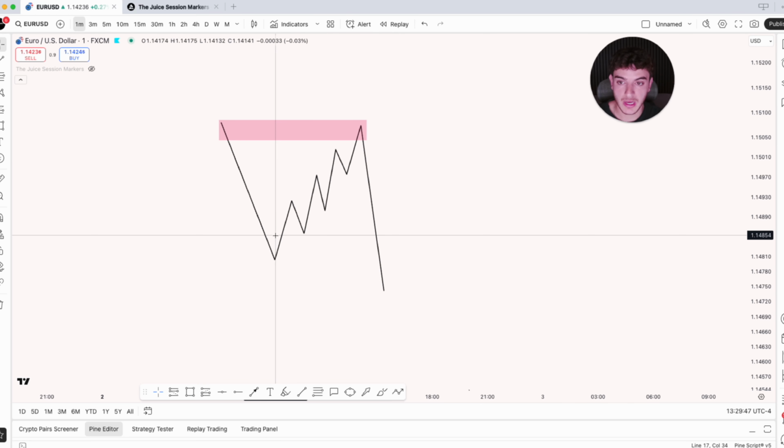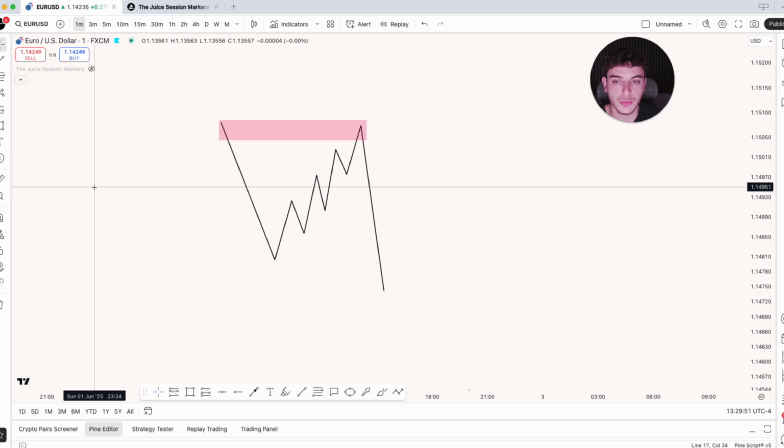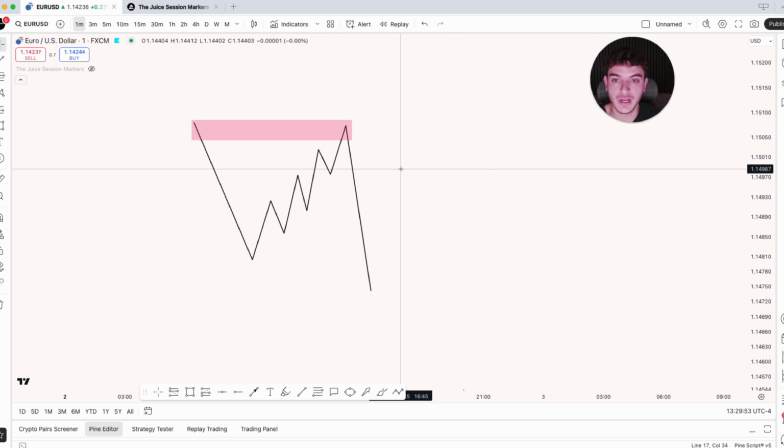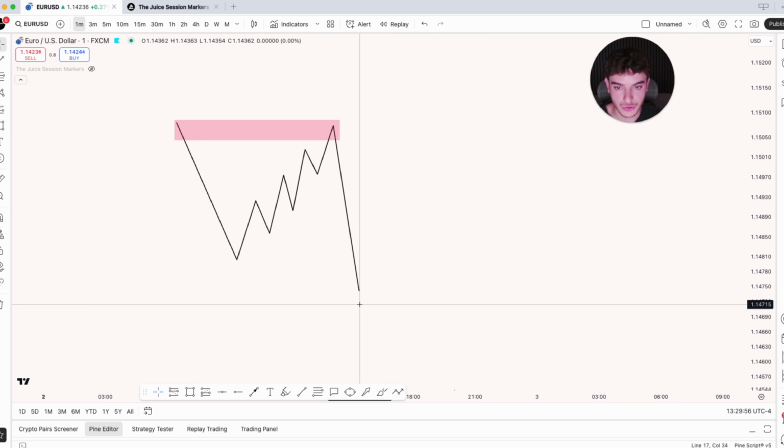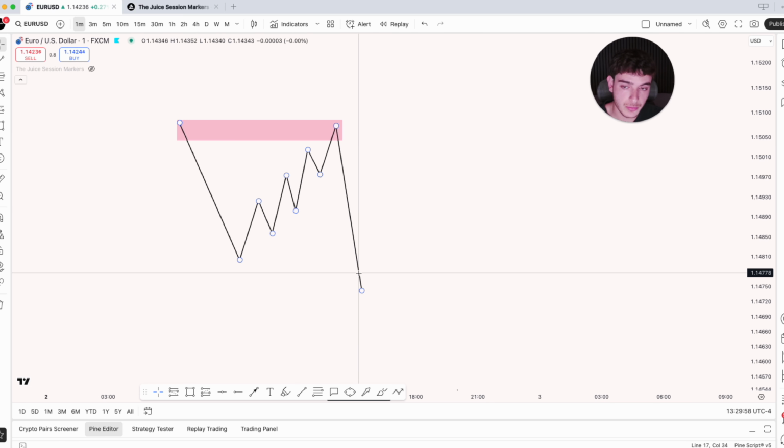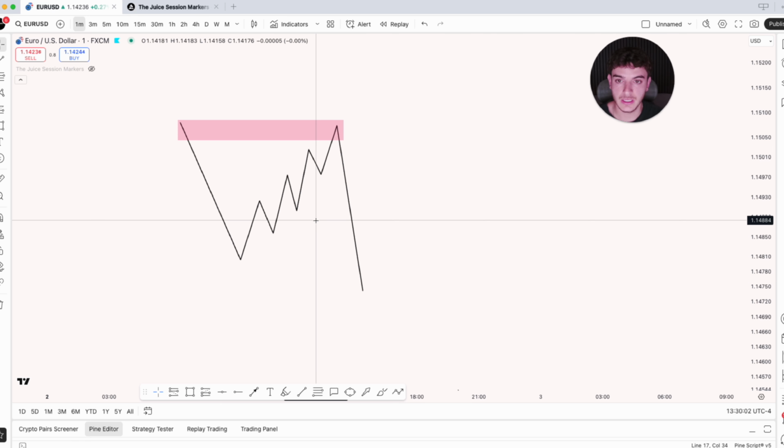Now that this is a supply zone, we already know that this has already caused a break of structure, maybe with some movement to the left. And once we have waited for the supply zone to be tapped into, we are now trading the lower low. And this is how the market moves. This is how we want the market to move, but unfortunately, it's not that easy.